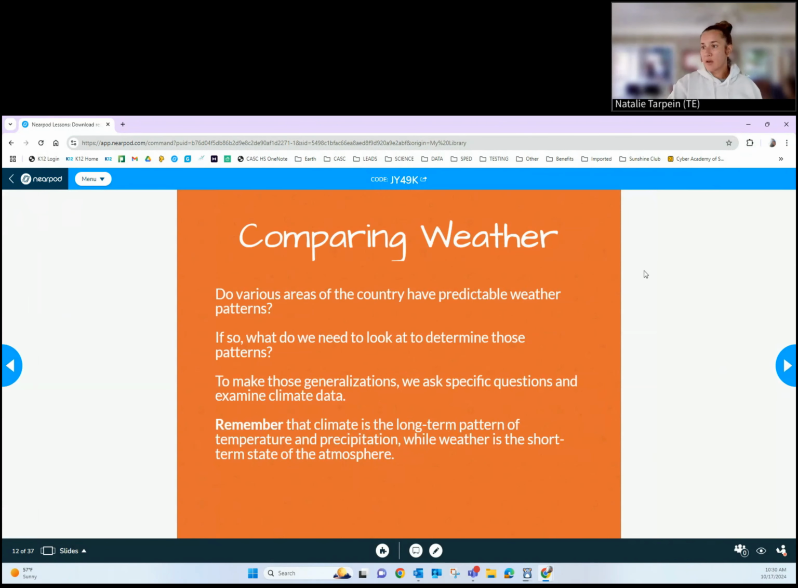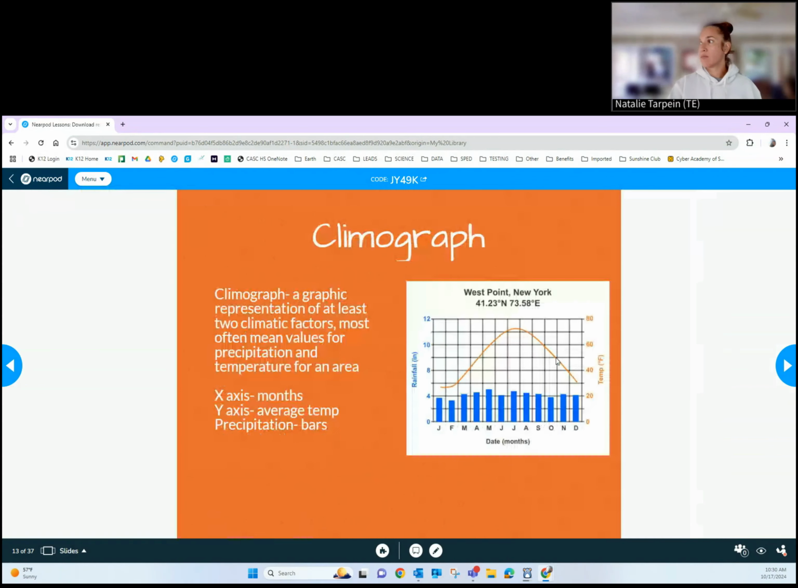Okay, so comparing weather, do various areas of the country have predictable weather patterns? And we're going to take a look at that. To make those generalizations, we have to ask specific questions and examine the climate data. So remember, climate is the more long-term pattern of temperature and precipitation, while weather is the more short-term state of the atmosphere. We're going to talk more about that.